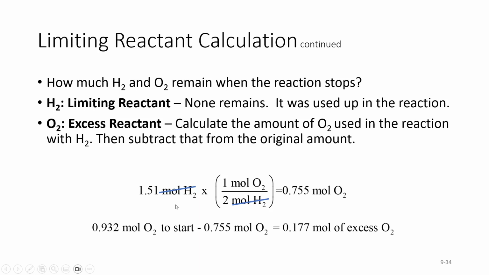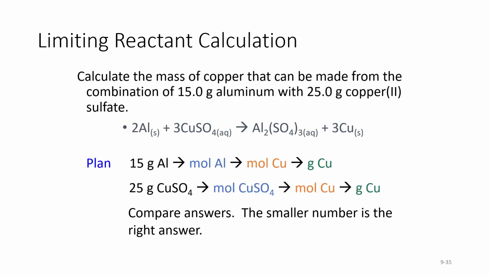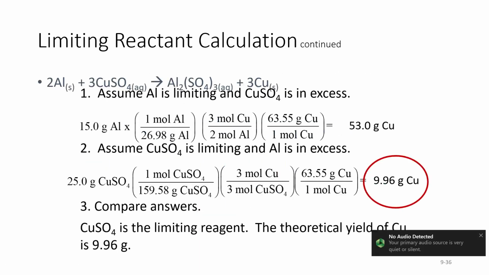So if we convert H2 to O2, we can calculate how many moles would be used in this reaction. 0.932 moles to start, and we have 0.755 moles that's actually used in the reaction. So it equals 0.177 moles of excess O2.